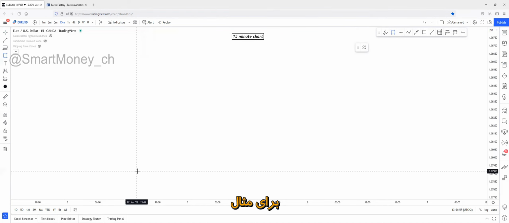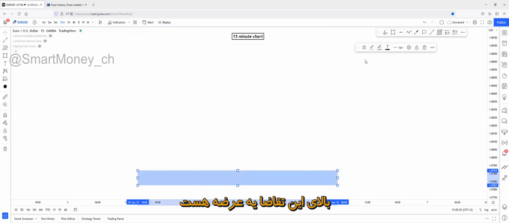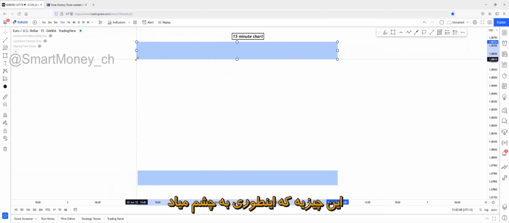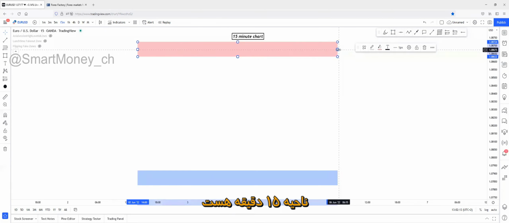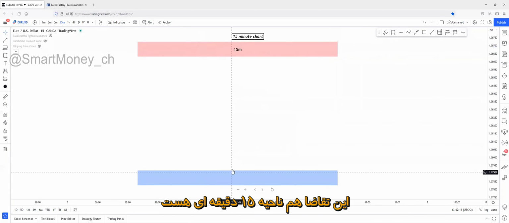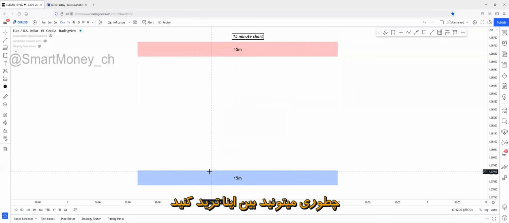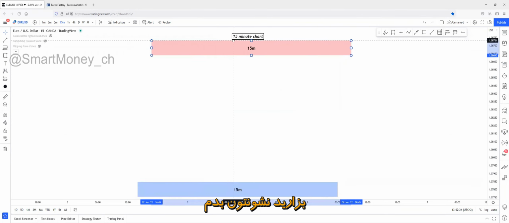For example, here's the demand zone. Let's say here's a demand zone. Above this demand zone, there's a supply zone, right? This is how it looks like. I will change the color. All of these zones are 15-minute zones. So this is a 15-minute zone, and this is a 15-minute zone too. Okay. How can you trade between these zones? Let me just show you.